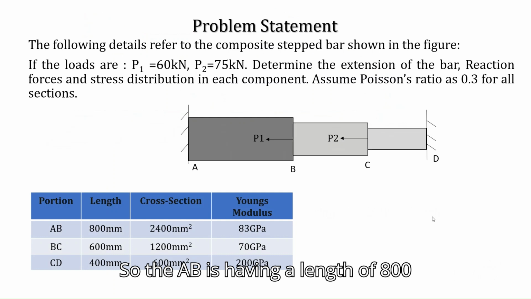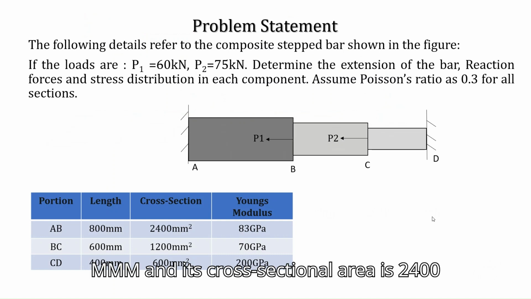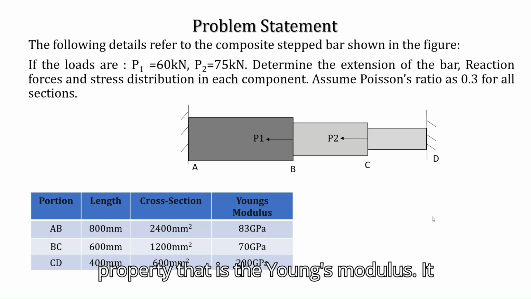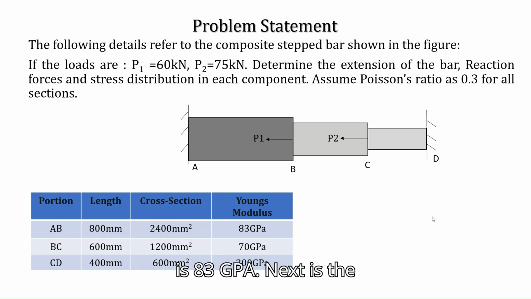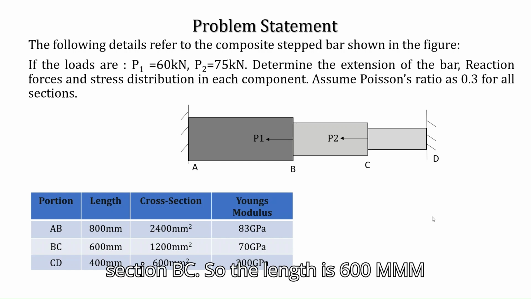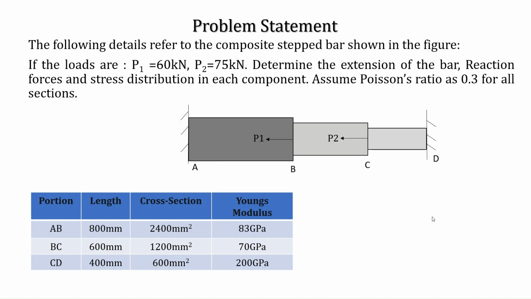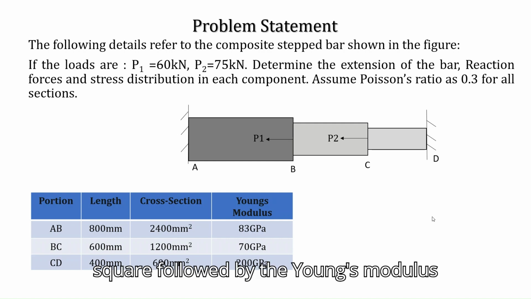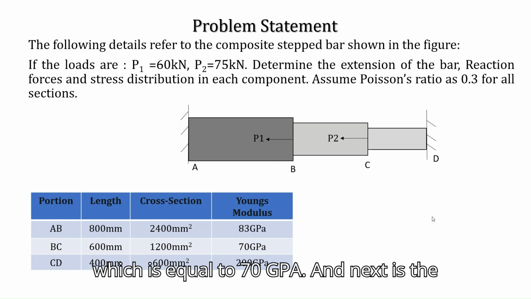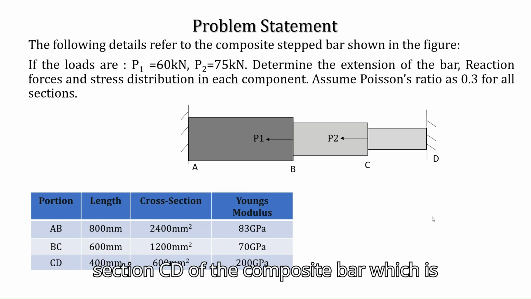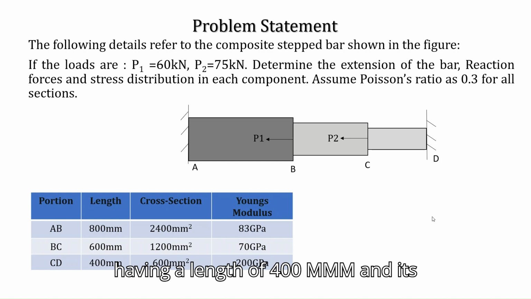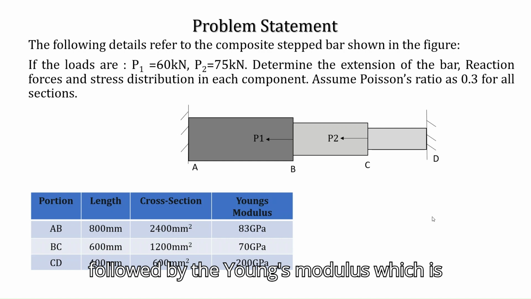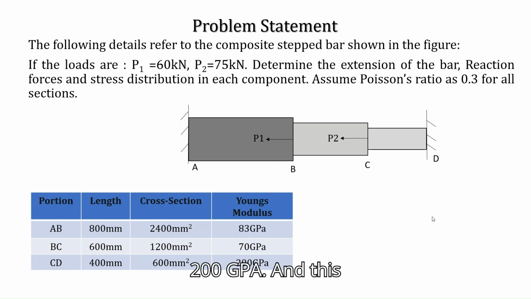So AB has a length of 800 mm and its cross-sectional area is 2400 mm square, followed by the material property, that is the Young's modulus, which is 83 GPa. Next is the section BC. The length is 600 mm and its cross-sectional area is 1200 mm square, followed by the Young's modulus, which is equal to 70 GPa. And next is the section CD of the composite bar, which has a length of 400 mm and its cross-sectional area is 600 mm square, followed by the Young's modulus, which is 200 GPa.